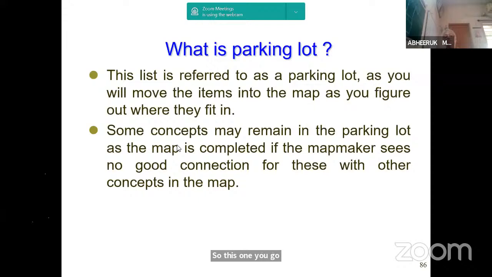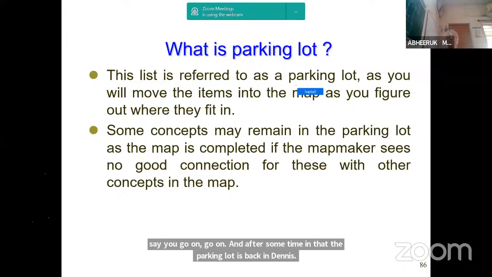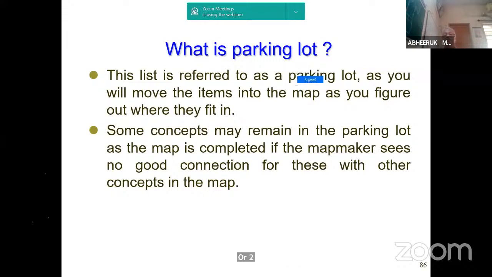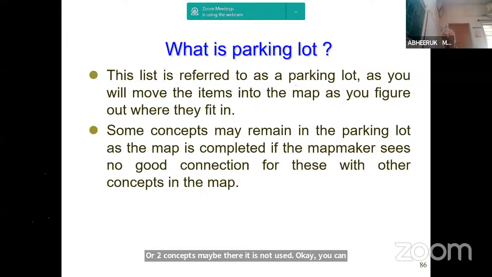And then when you are making the concept map, when you take a concept from there and put it in the concept map, you cut or remove it from the list. This way you go on. After some time, the parking lot is vanished, or a few concepts may be there which are not used. So you can think of it that way. If it is useful, you can modify that.